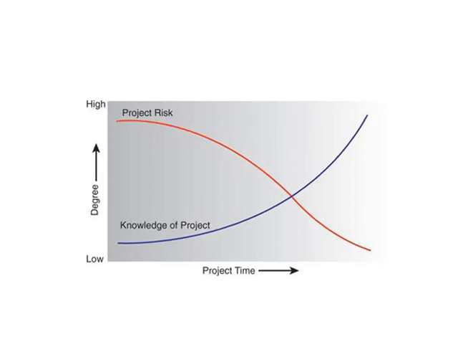This is another graph of project life cycle. The red line is showing project risk, which is highest at the beginning of the project and lowest at the end of the project, while knowledge of the project is minimum at the beginning of the project and it goes to maximum at the end of the project.